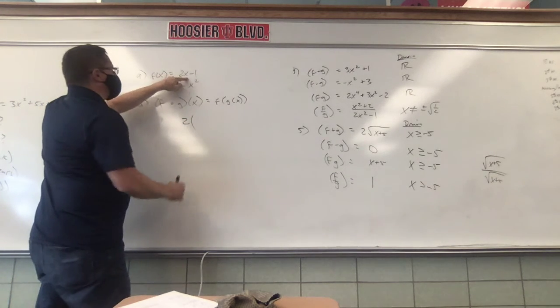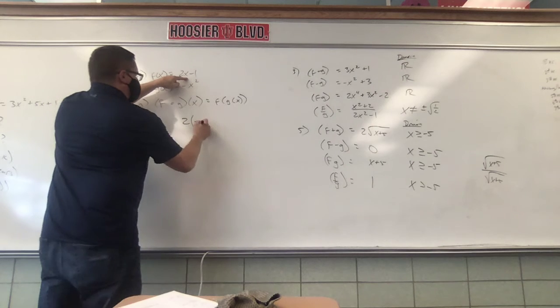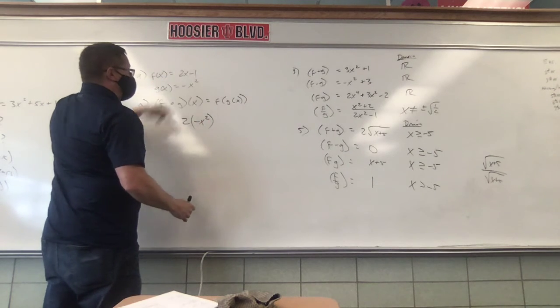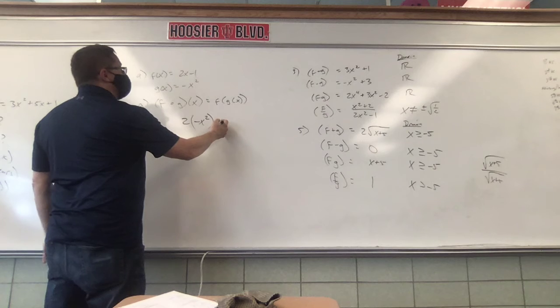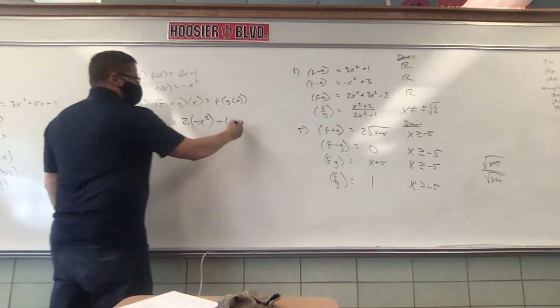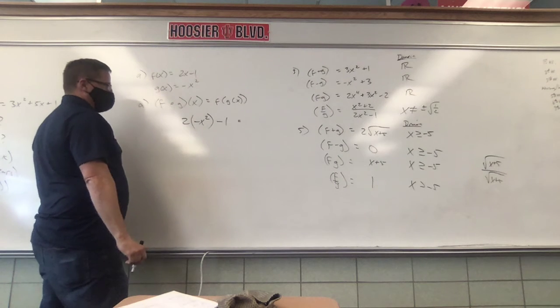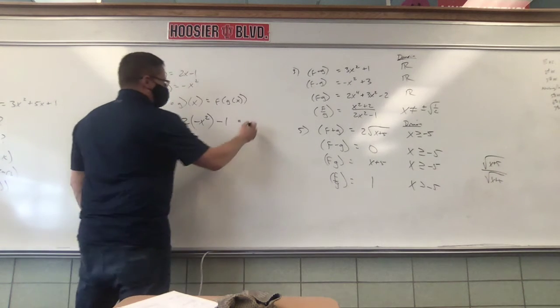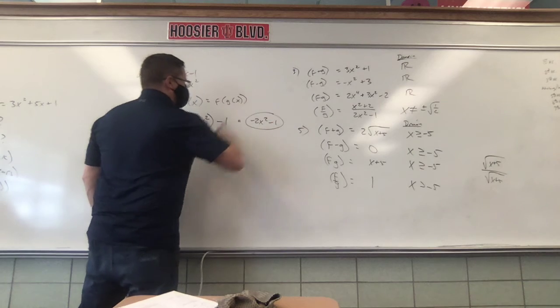2, oh, I see an x, what do I plug in for it? Negative x squared. Then what? You can continue writing it. Minus 1. Clean it up. What's 2 times negative x squared? Don't think hard on this. We have 2x squared minus 1.